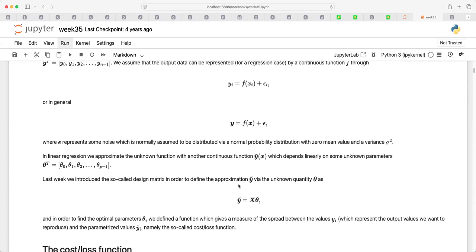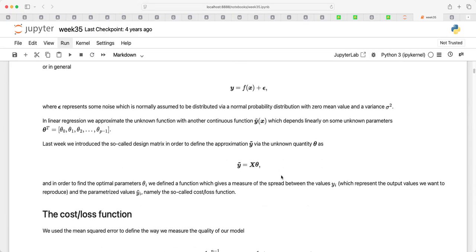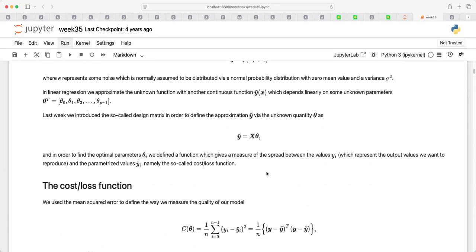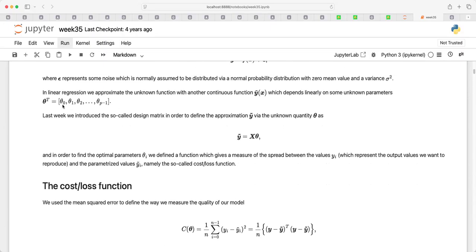Then what we did last week was to assume that this model which we make, which is a y tilde, is now given by some matrix X, and we're going to discuss this in more detail today, times the unknown parameters. So this matrix X can be a matrix of dimension n, the number of data, times P, which is then the number of parameters which we have in our model. So in this specific case, we have P parameters, which we are going to use linear regression to find an optimal representation of.